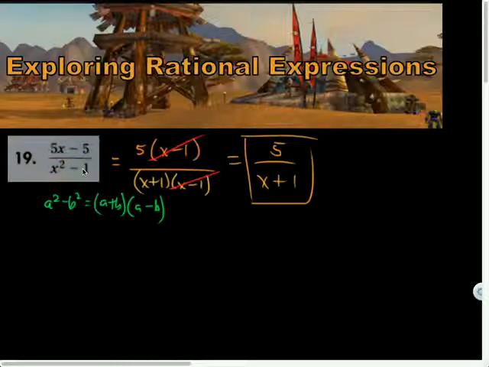In x squared minus 1, 1 is a perfect square. You could think of that as 1 squared. So that's pretty cool. That also would have worked if that was a 4 or a 9 or a 16 or a 25, things like that.